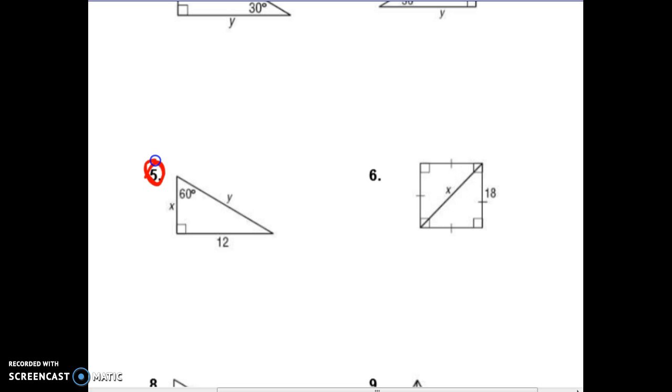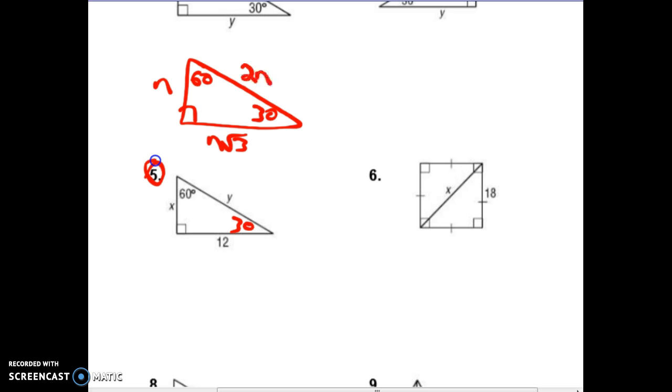With these problems, we have a 30, 60, 90. Even though it's not given to you, we can automatically assume that the missing angle is, in fact, 30 degrees because all of those angles have to add up to a clean 180. If we remember our pattern, the side across from the 30 is N. The side across from the 60 is N with a rad 3 attached. And the side across from the 90, aka the hypotenuse, is the double of N, 2 times N.